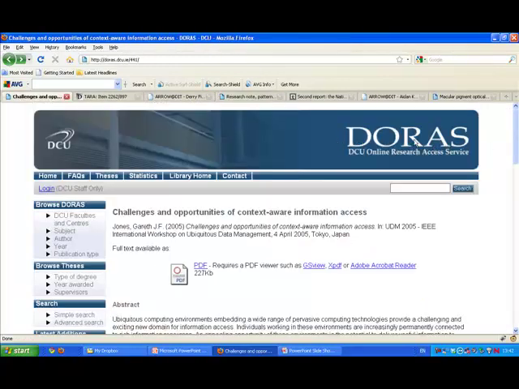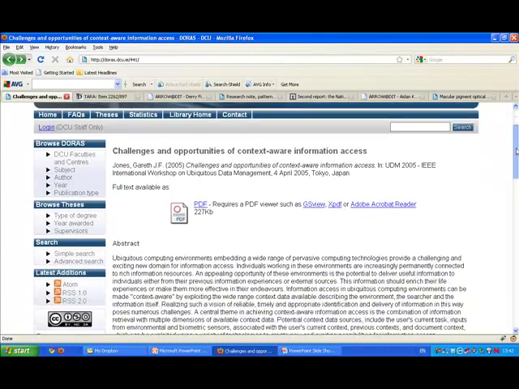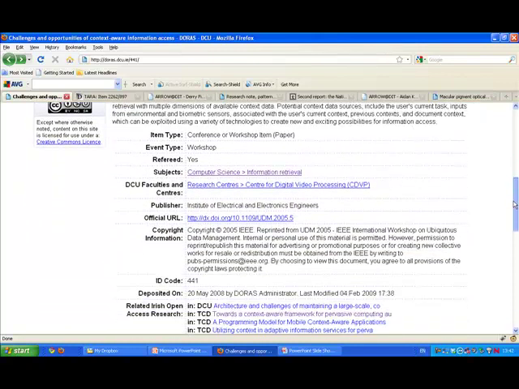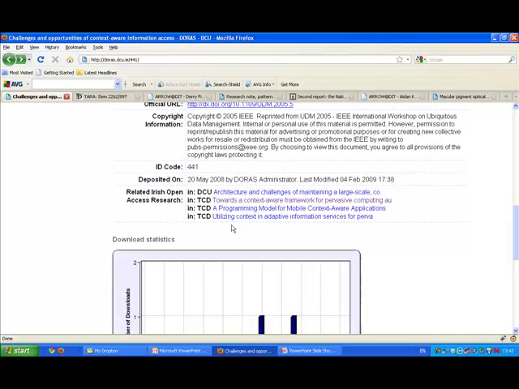We're looking at Doras, Dublin City University's repository. This is based on ePrints. Again, it follows this very similar pattern to all of the other pages. And at the bottom we have related open access research. And one of them is DCU and the others are Trinity College Dublin. Let's click on one of these TCD ones and see where it brings us.